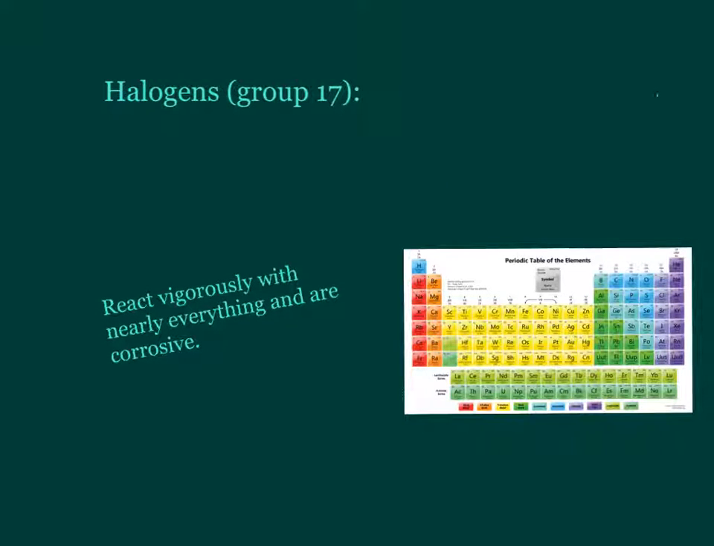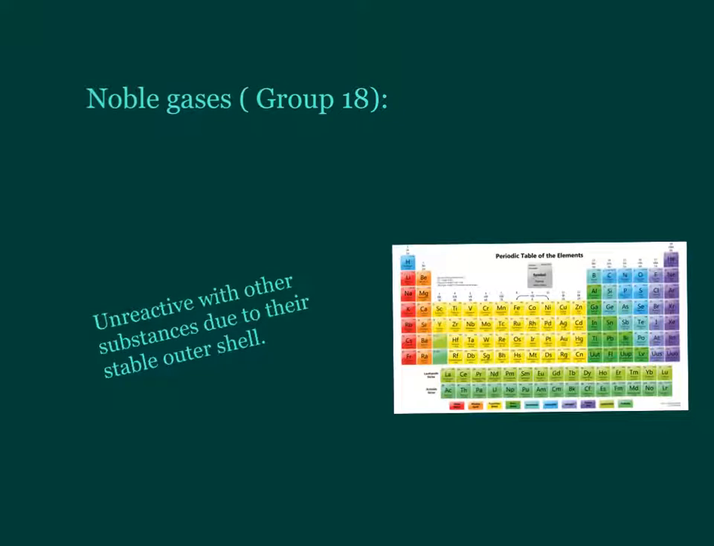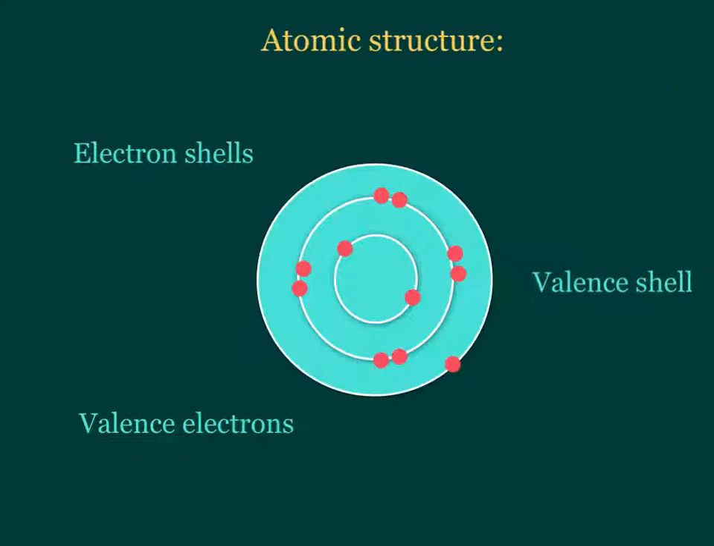Halogens, group 17, react vigorously with nearly everything and are corrosive. Noble gases, group 18, unreactive with other substances due to their stable outer shell.